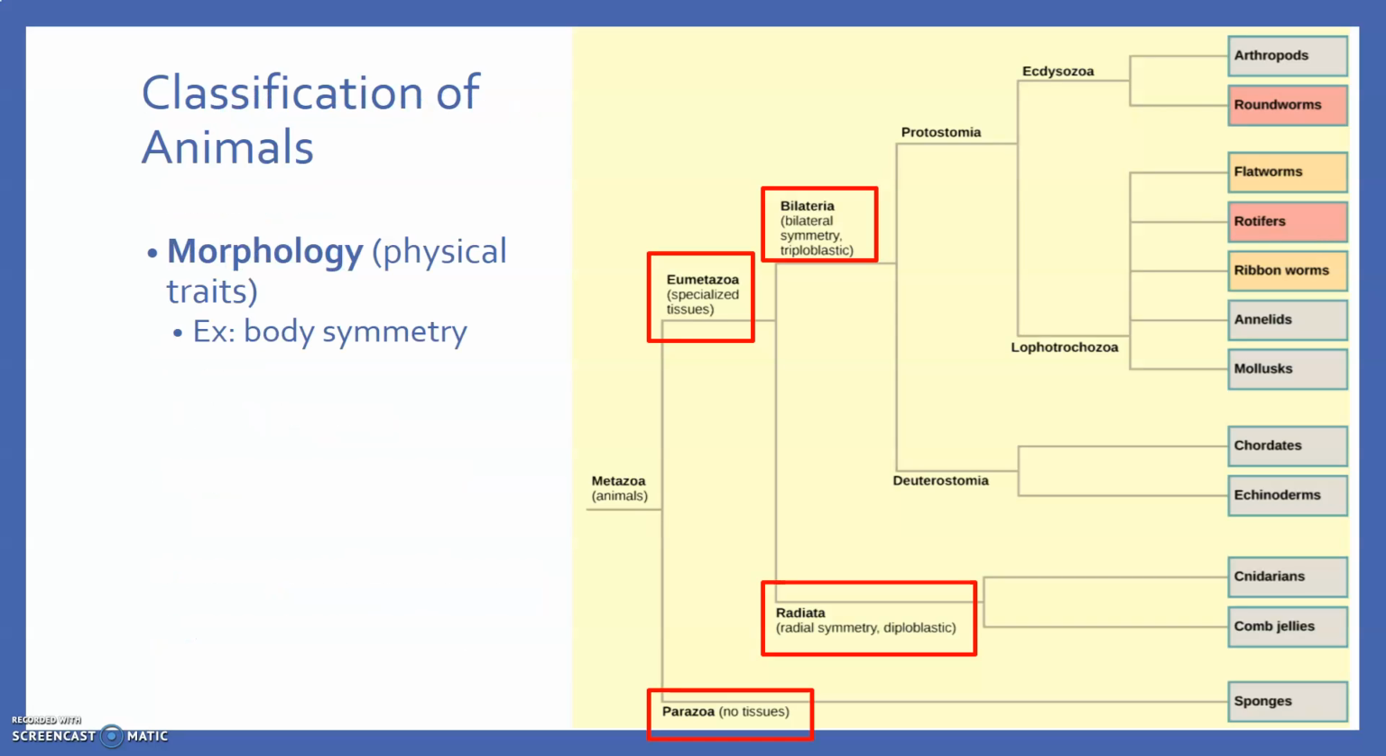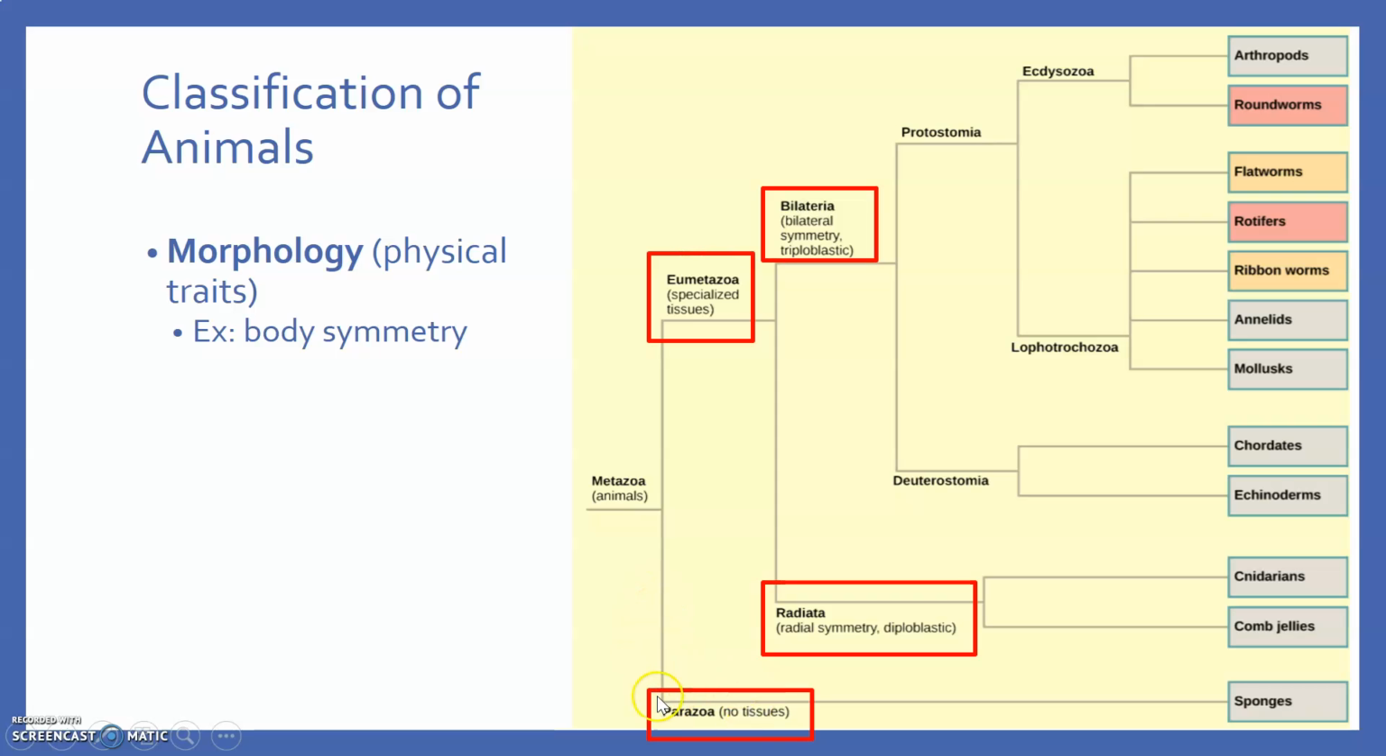And in order to classify animals into groups, we use several different hallmarks or characteristics. The first of those is what's known as morphology, or the physical traits, or how an animal looks. Specifically, we use body symmetry, which is basically the shape or the body plan of the animal. You can see here in this phylogenetic tree that we have all animals at the earliest time point on the left. And then they're divided into groups based on whether they have tissues or whether they don't.